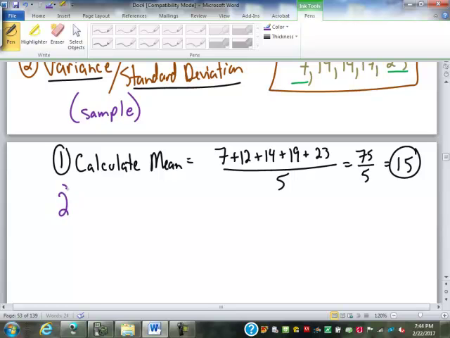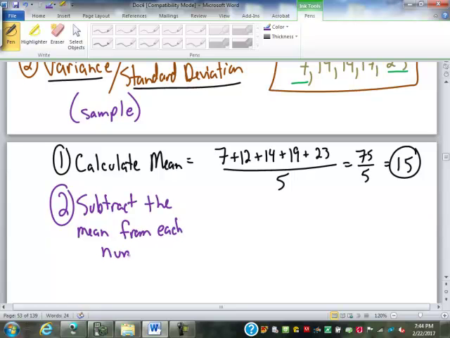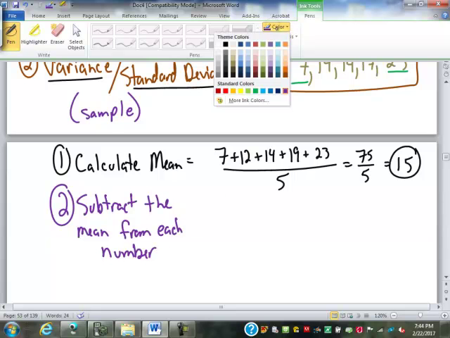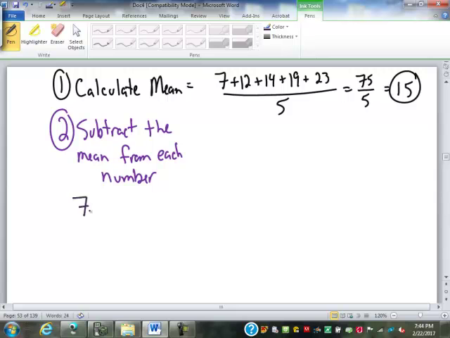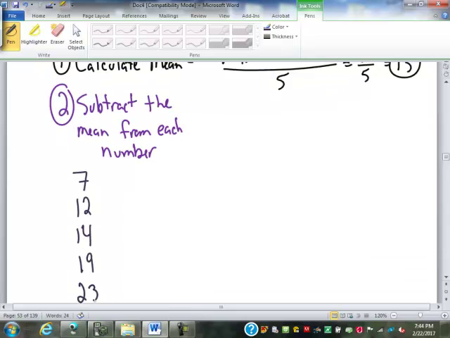Step 2. Subtract the mean from each number. What do I mean by that? Well, I have 7, 12, 14, 19, and 23. And I am going to subtract the mean of 15 from each of them.